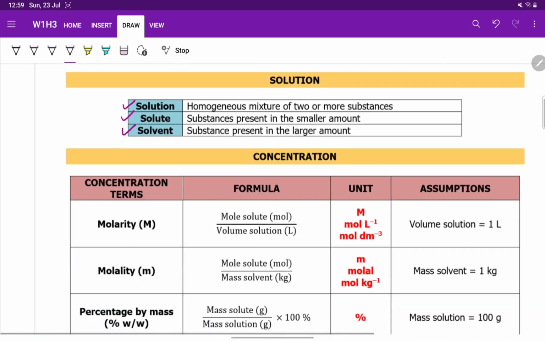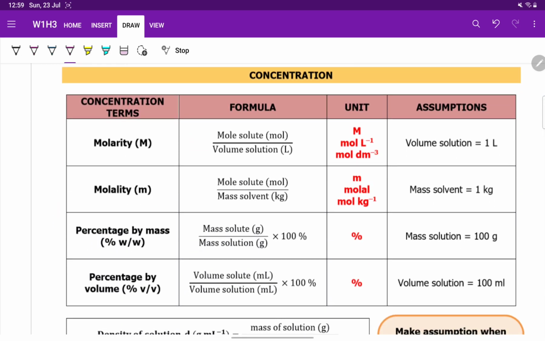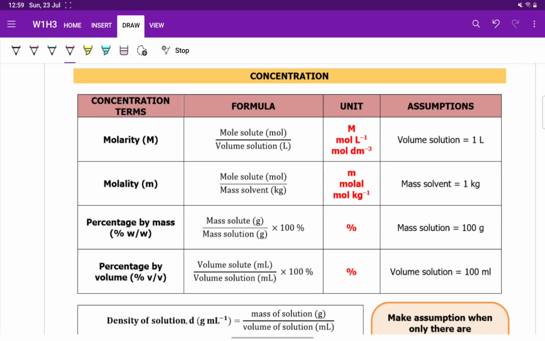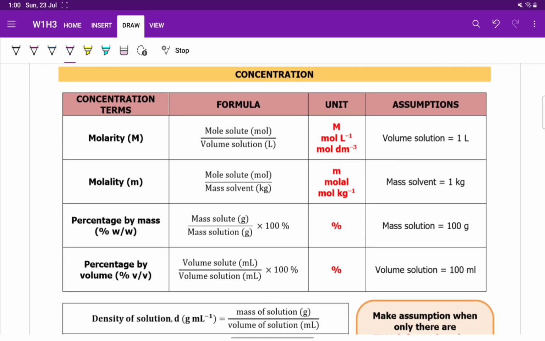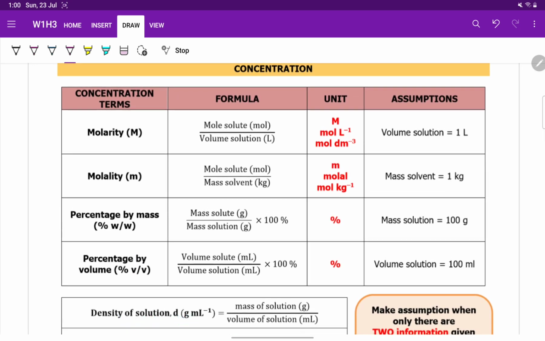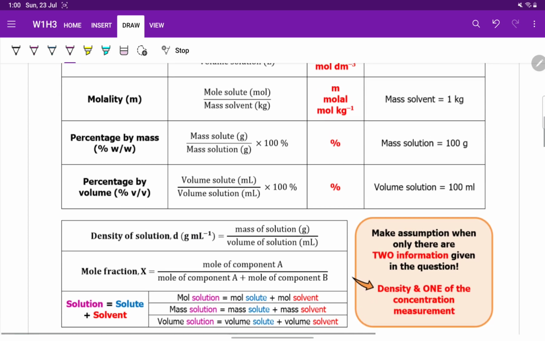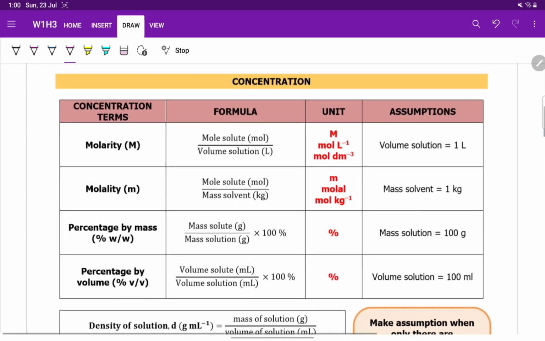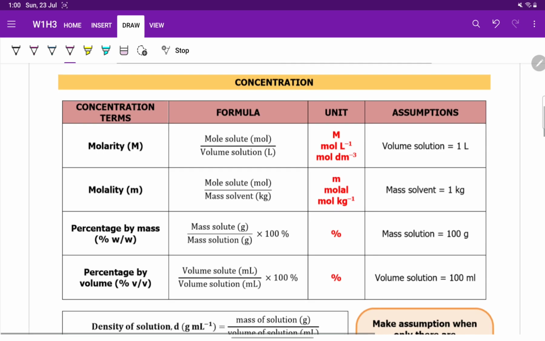Okay, now, saya terus pergi kepada equation dekat sini. Okay, so the equation that you need to know for your concentration terms, seperti yang saya dah bagi kat dalam nota. Okay, the first one, you have molarity. The second one, molality, percentage by mass and percentage by volume. Okay, and then included here is the density of solution, dan juga kita ada equation untuk mole fraction and also an extra equation dekat sini. Okay, kita pergi satu persatu dekat sini. Saya terangkan semula tentang kita punya equation dekat sini.